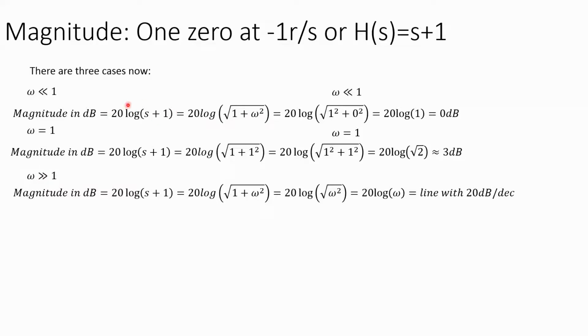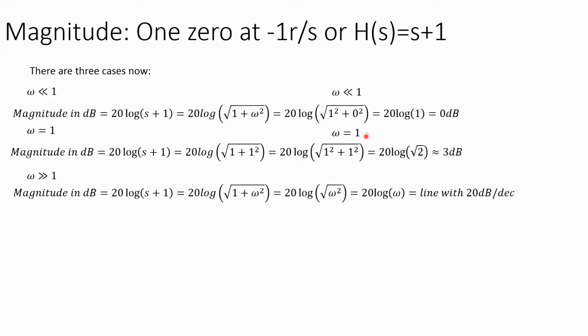So we still have the same function here where we want to find the magnitude of this transfer function, which is the square root of 1 plus omega squared. But because omega is a lot less than 1, we can set it to 0. So 20 times log of 1 is 0 dB.